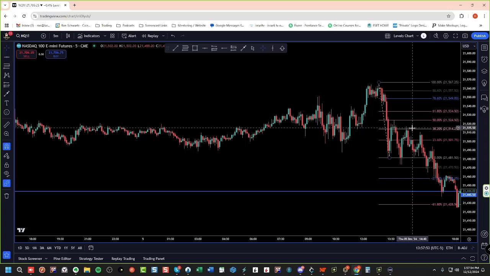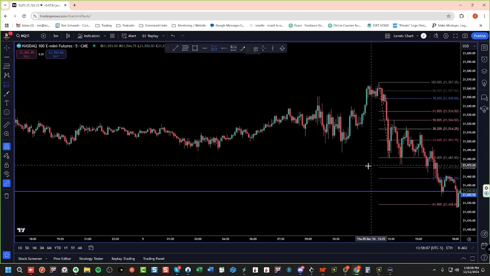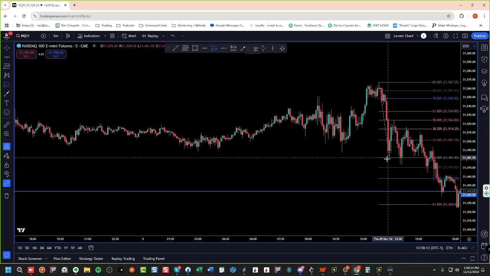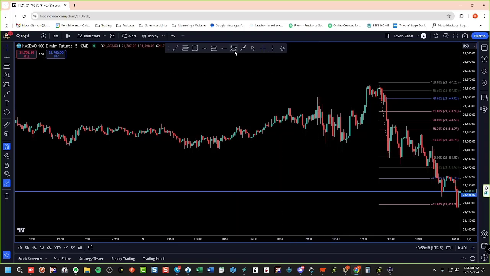So anywhere between this zone right here is a good entry point, if you're trading Fibonacci. And this is your trade stop. I just use it as markers, indicators. Just use it for confirmation of stuff, right?